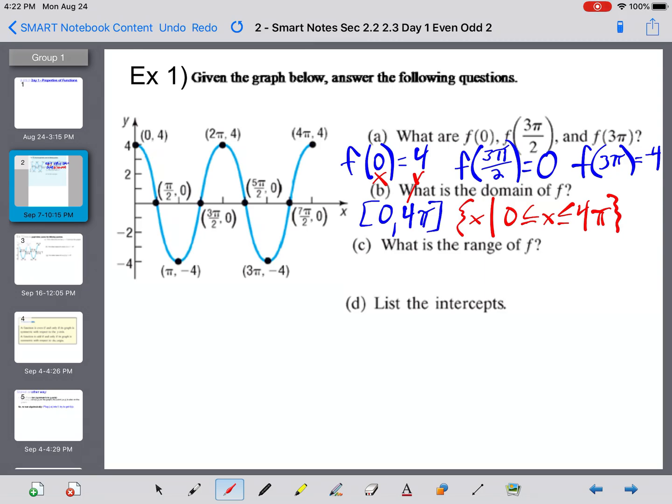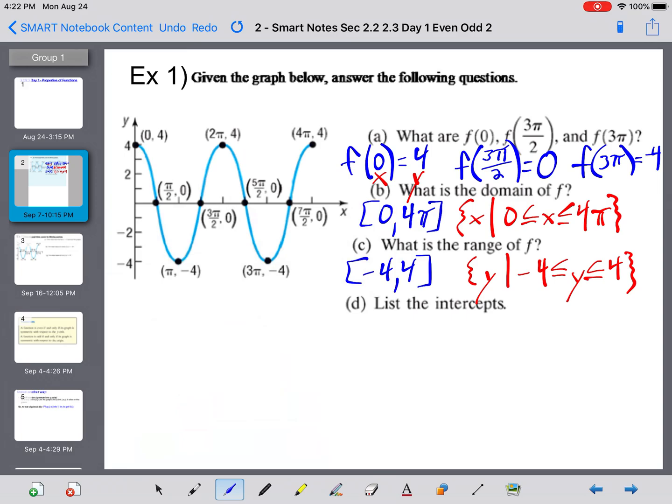Okay, the range now. Range, if you remember, are the y values. So going bottom to top, the lowest y value here is negative 4, and the highest y value is positive 4. Again, brackets because we have a solid point down here and a solid point up there. The range in set notation would be the values of y such that, and the only difference is we're going to use y values instead of x values. Y has to be greater than or equal to negative 4, but less than or equal to positive 4. And there's my set notation.